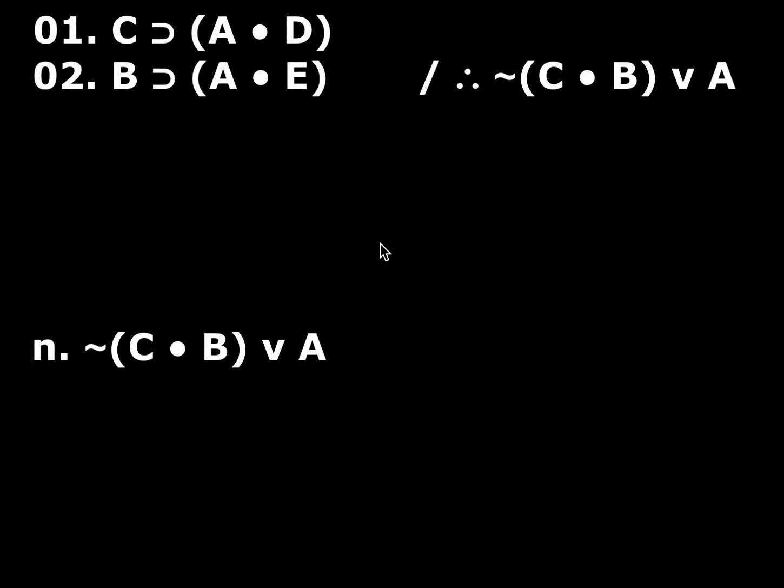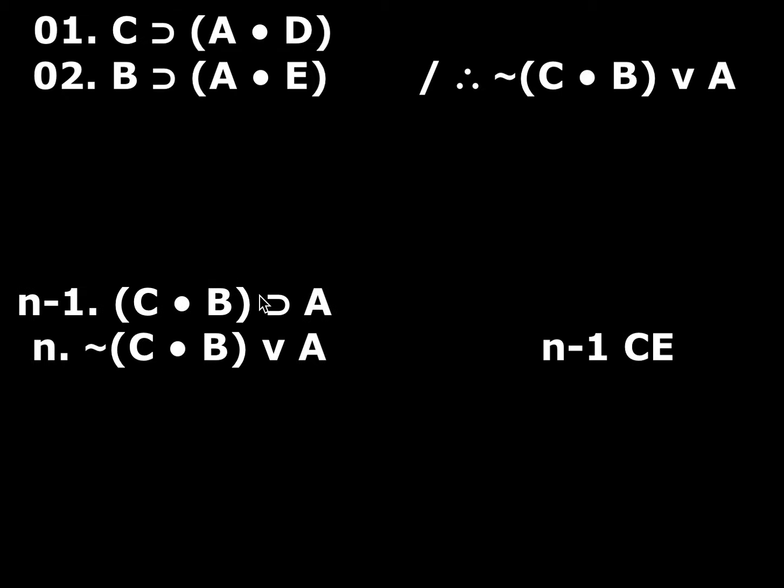Say, well, how can I do conditional proof to get this? This isn't a conditional. Well, remember, you can only use conditional proof to directly derive a conditional, but then you can always turn that conditional into a disjunction with conditional exchange. So if this is my last line, what would my second to last line be? Well, it could be this, right? If I could get this conditional, if C and B then A, then I could turn it into this with conditional exchange. Now this is a conditional, so I can use conditional proof to get this.